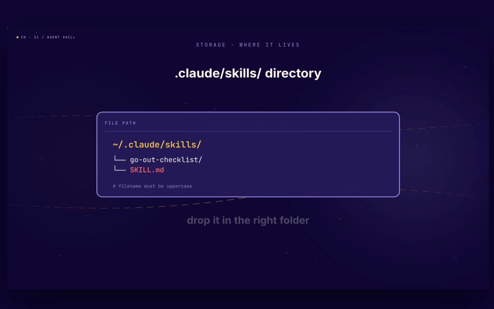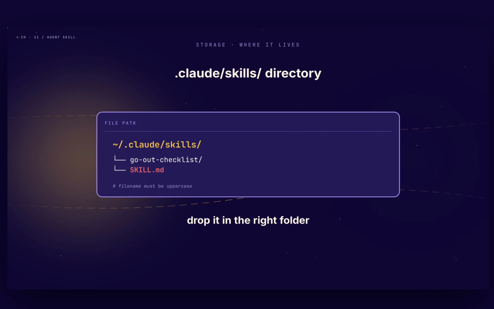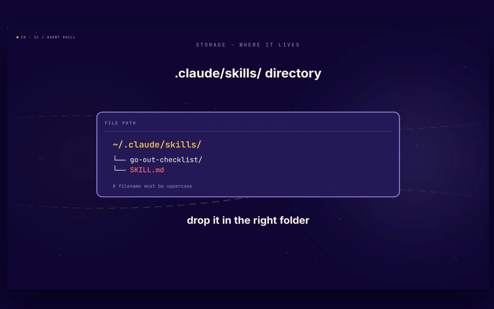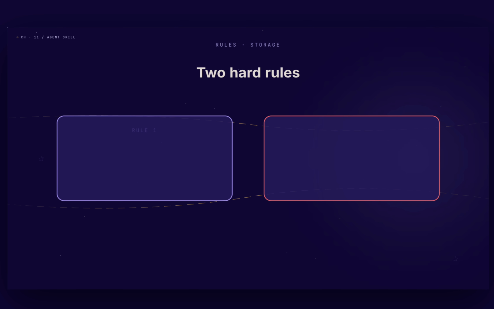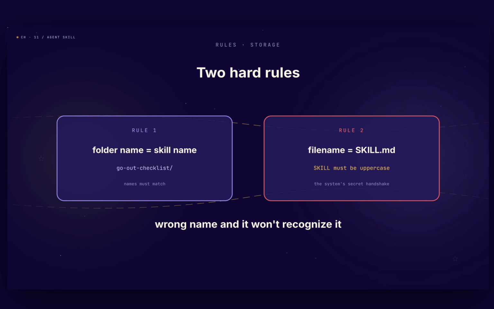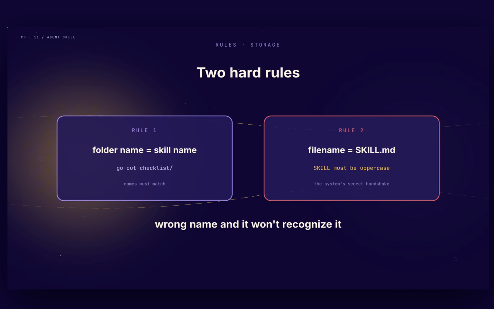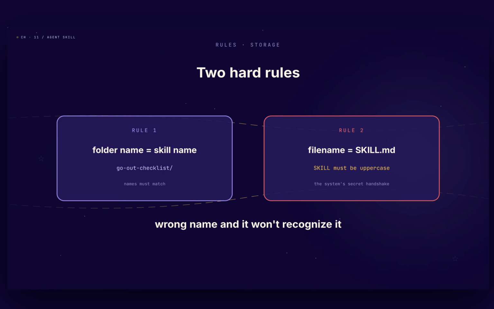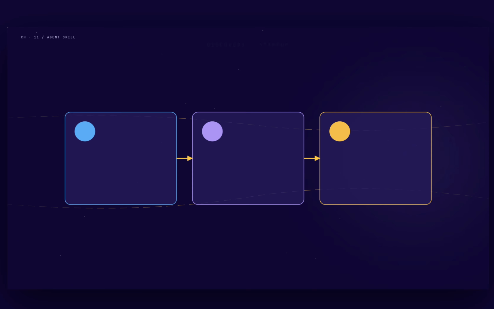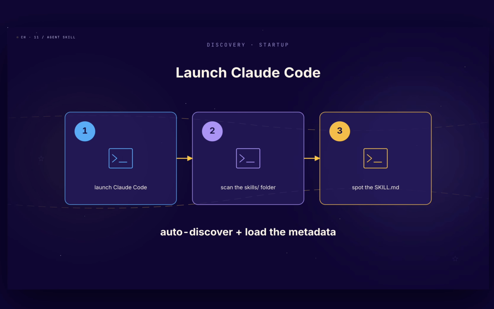Once defined, you need to save it in the right place on disk. Taking Claude Code as an example, you need to find the Claude Skills folder under your home directory. Two rules for storing. First, the folder name must match the skill's name exactly. Second, the file must be named SKILL.md, with SKILL in uppercase. Once saved, open any empty folder and launch Claude Code.